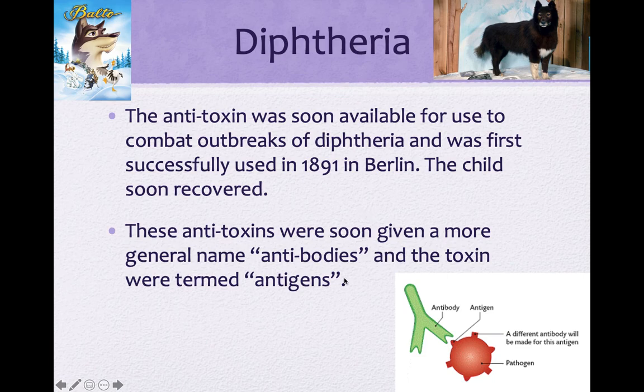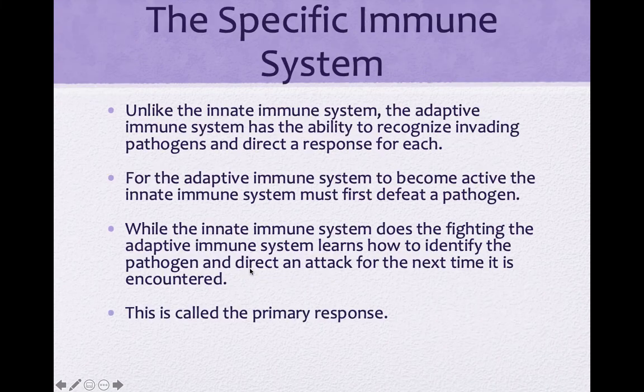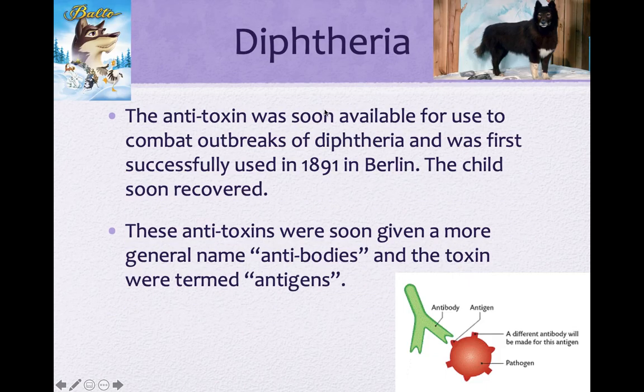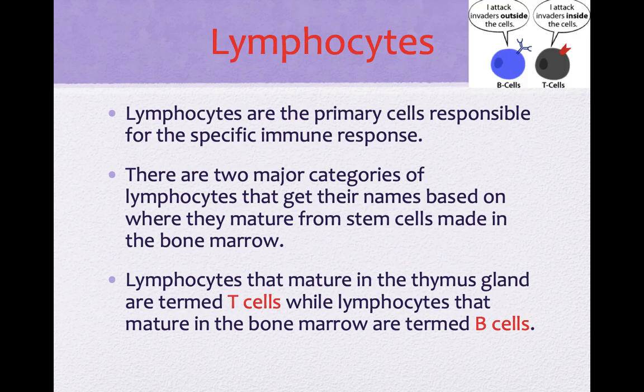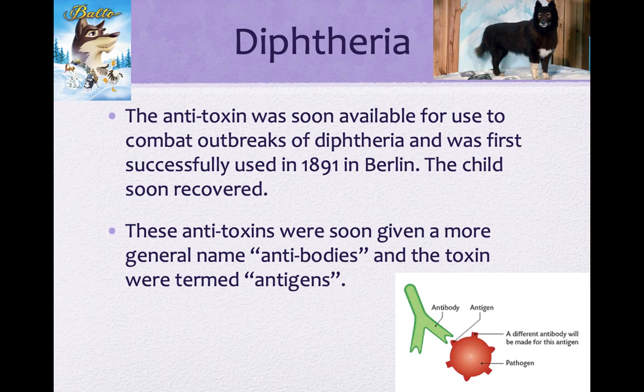But anyway, these toxins, these antitoxins and things, they very quickly kind of got a different name that you guys are probably more familiar with. Antitoxins were given the term antibodies, and the toxin itself was termed an antigen. So we'll talk about what an antigen is here in just a second.